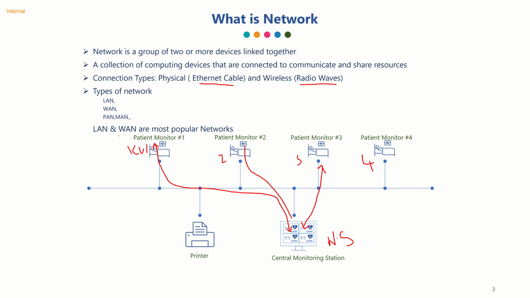So there are different types of network, LAN and WAN, and there are many, but what we normally hear is that LAN and WAN are the most popular networks. We will look at them in detail.